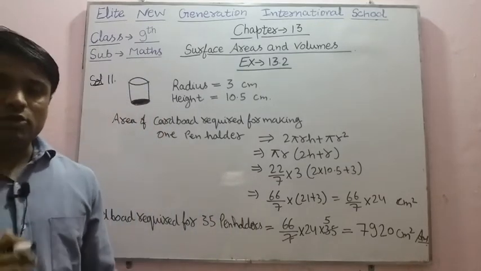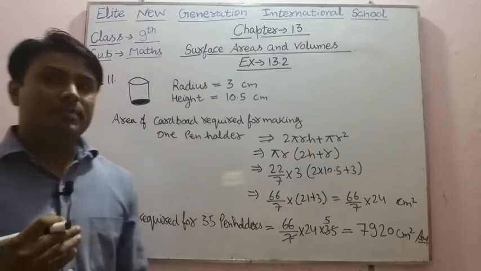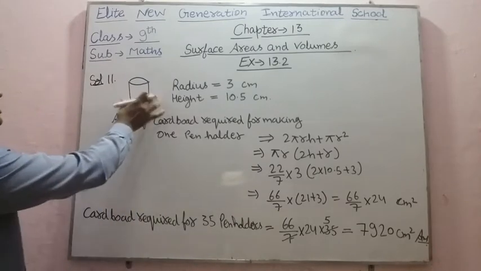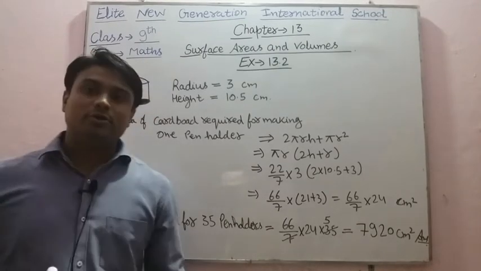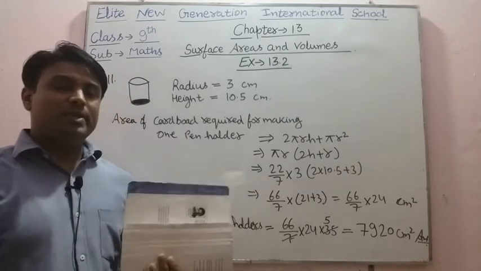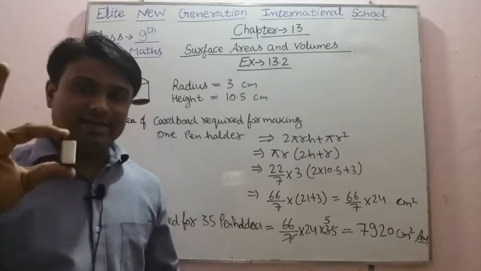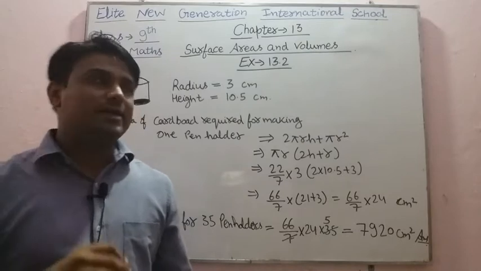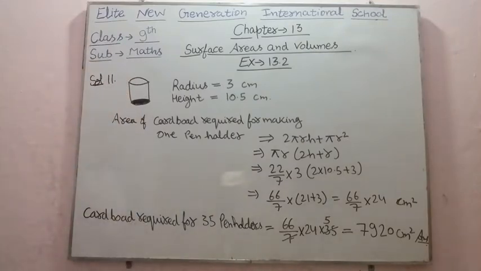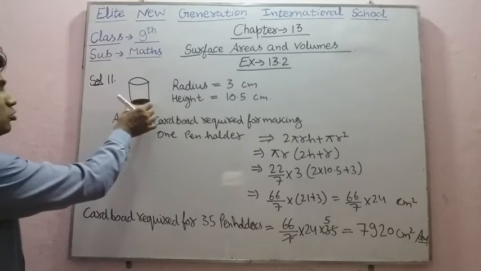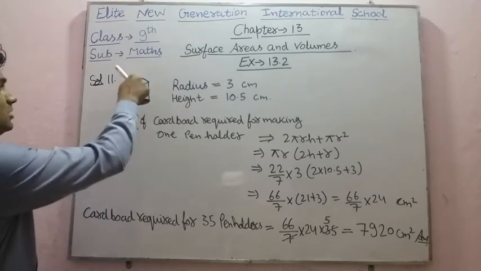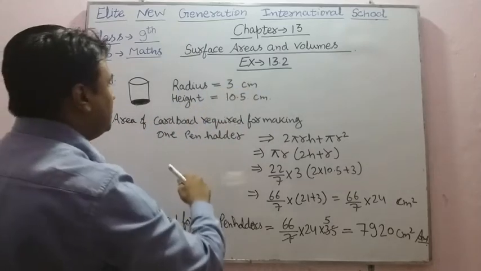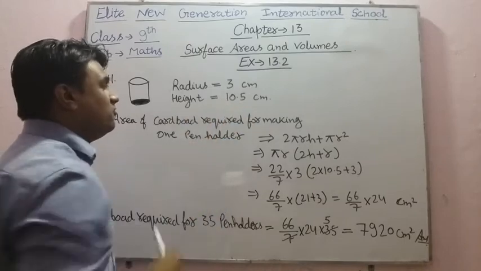So here we have to find the quantity of cardboard that is required to make 35 pen holders, and pen holders are in the shape of a cylinder. When we make a pen holder, it is this type of pen holder. It will be open at the top and closed at the bottom. So here we have to find the surface area of a cylinder that is closed at the bottom and open at the top. The radius is given as 3 cm and the height is 10.5 cm.